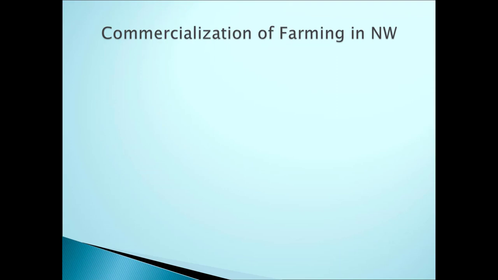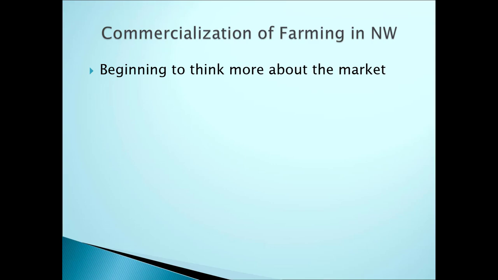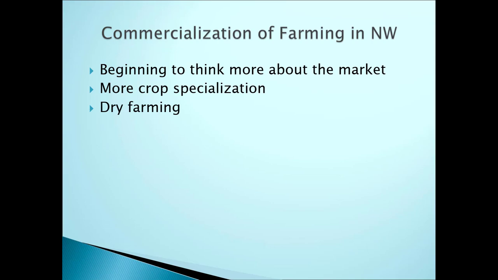So, as I said, we've got agribusiness, or the commercialization of farming in the Northwest. They're beginning to think more about markets and crop specialization. And they have to learn how to grow crops that don't require a lot of water, because there's not a lot of water out in the Midwest. They were pushed by the growth of the eastern markets, demanding more and more food because the cities are getting bigger and bigger and they don't have farms in New York City.